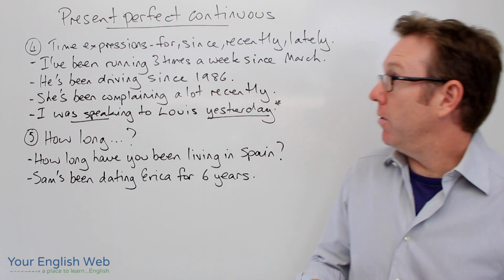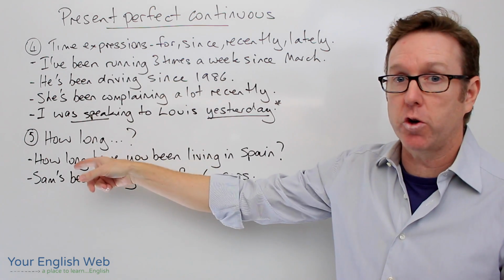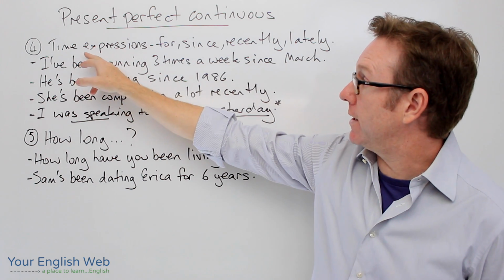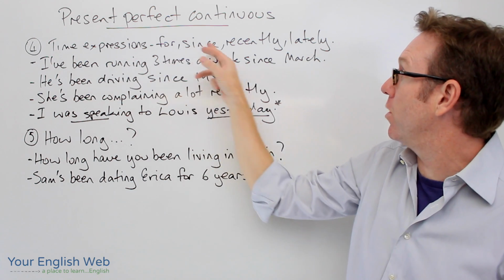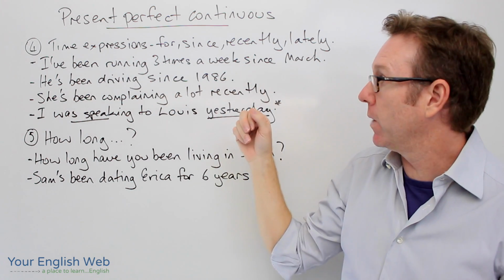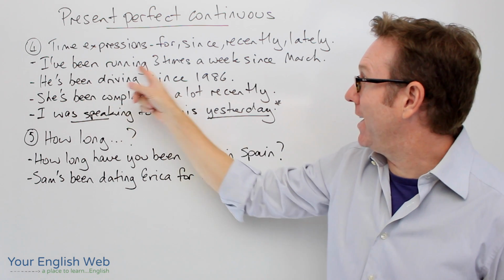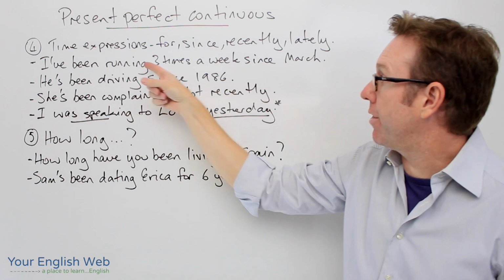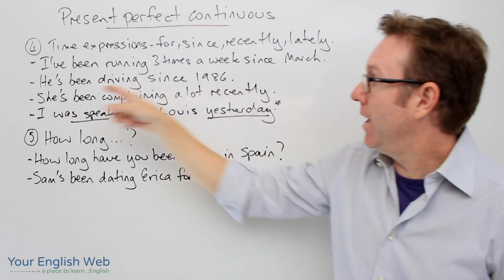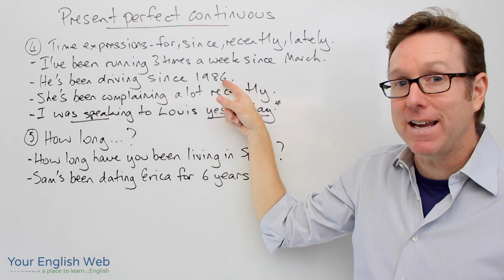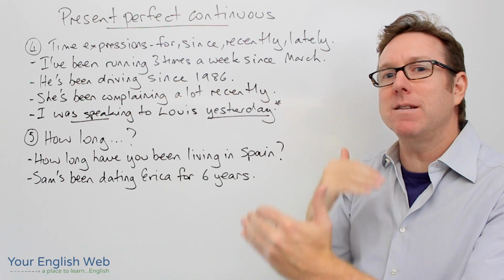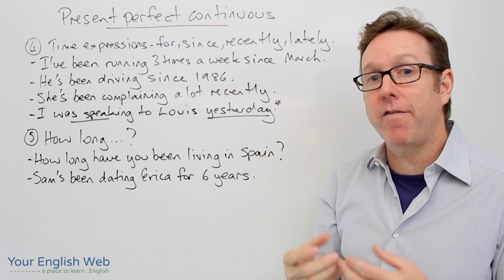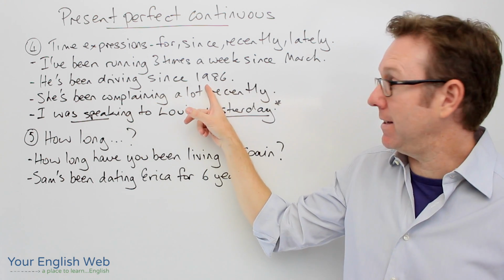Okay, back again. Now, the last two things I'm going to show you with regard to the present perfect continuous is that we can use it in time expressions with for, since, recently, lately, for example. Look at these examples. I've been running 3 times a week since March. He's been driving since 1986. Doesn't mean that he's been continuously on the road, but he's had his license or his driving permission since 1986.